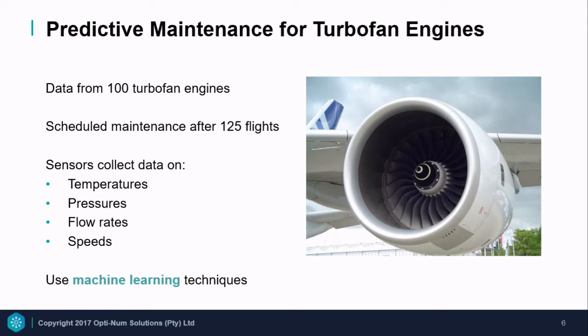The example we will be discussing in detail today is about the turbofan engines on aeroplanes. Data has been collected from 100 turbofan engines. The engines were all in good condition at the beginning of the recording of the data. The engines were run for 125 flights, after which scheduled maintenance was performed on all of the engines. The sensors on the engines collected data on temperatures, pressures, flow rates, and speeds. We will use all of this data in order to try and predict when each engine might fail. This will be done using machine learning techniques.